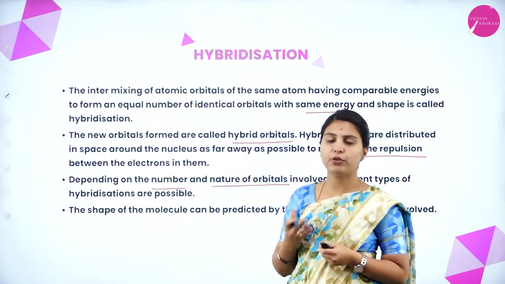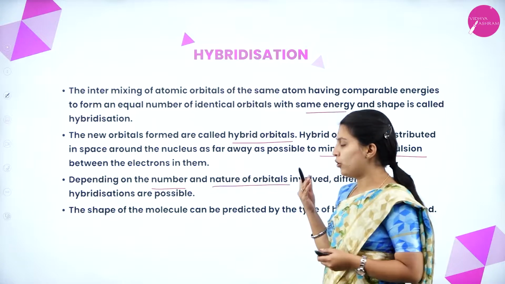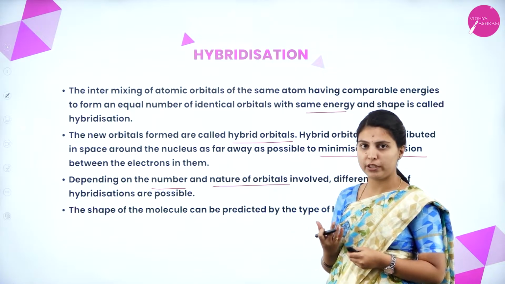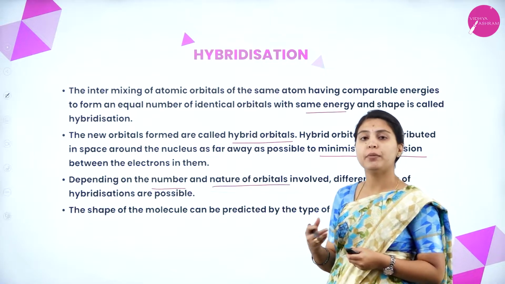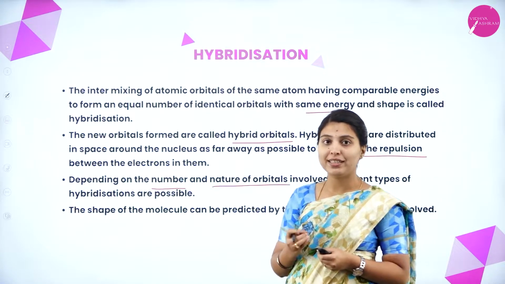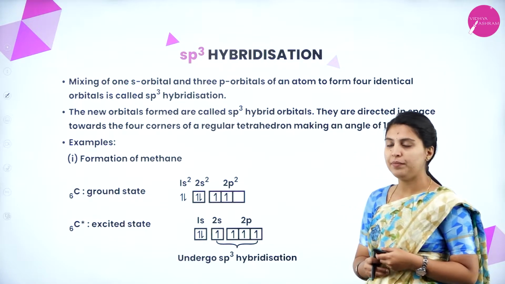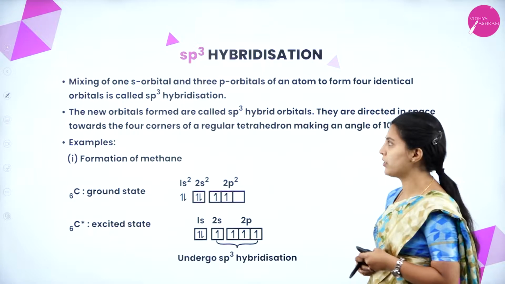What is the purpose of doing hybridization and all the kinds of hybridization? To predict the shape of a molecule. How can we predict the shape of a molecule accurately? It can be predicted based on the type of hybridization. These are the major points to understand in the hybridization concept. First, we'll see sp3 hybridization. That is one kind of hybridization.